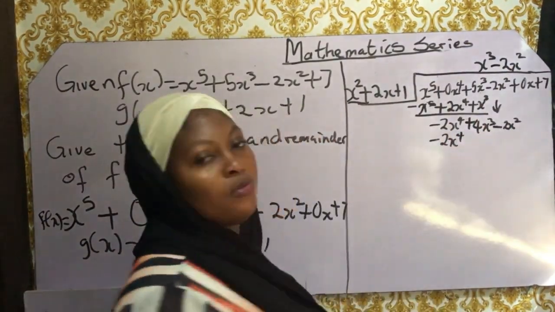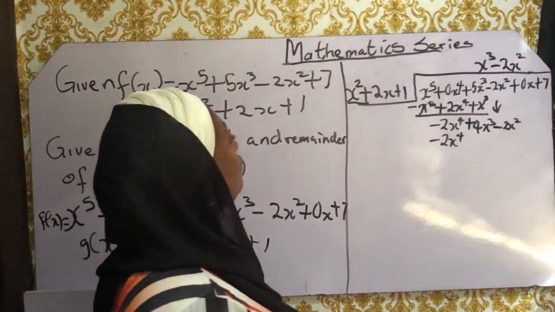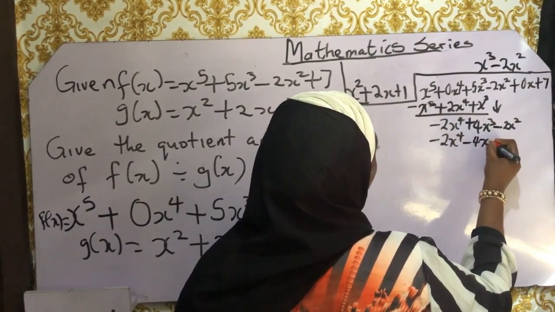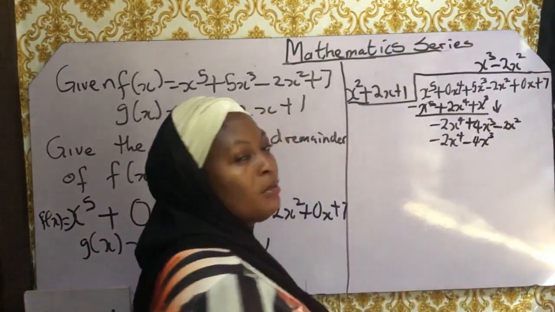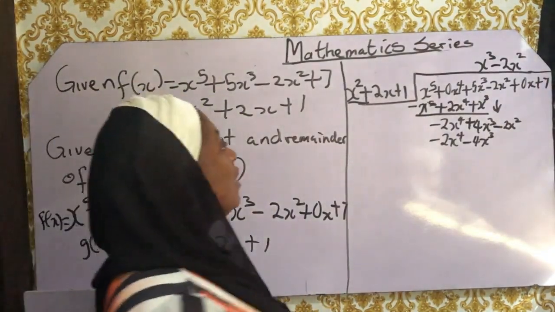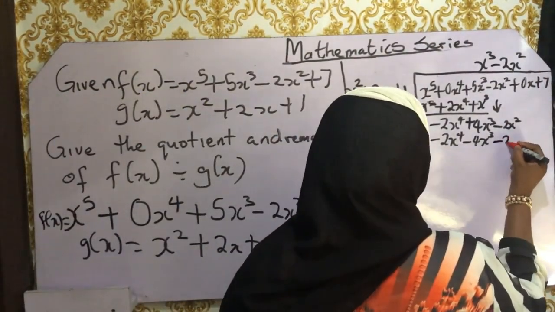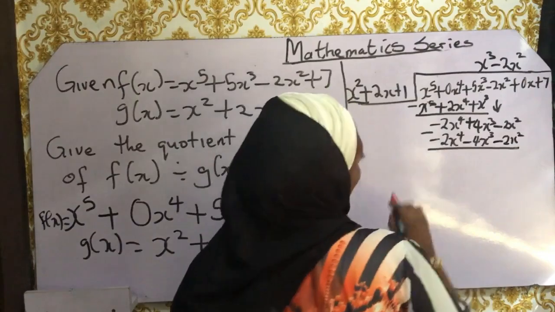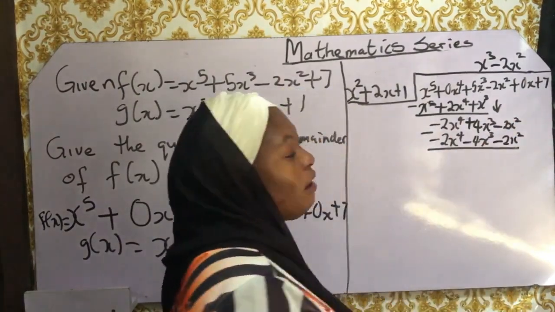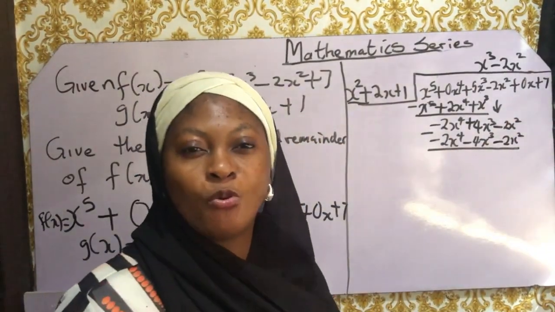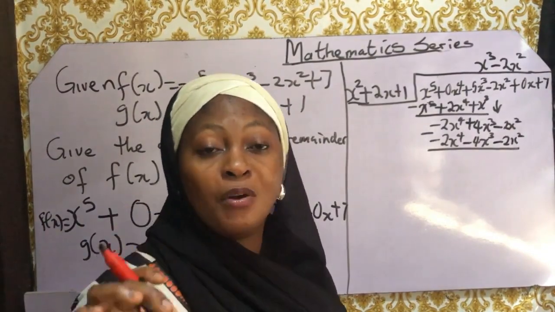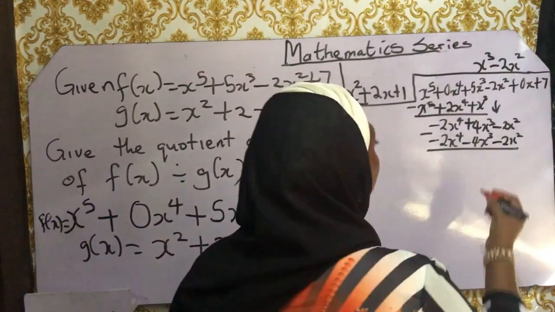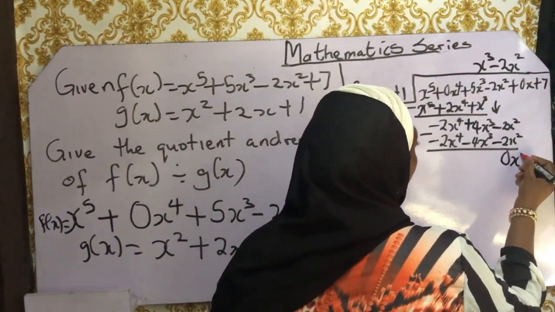Negative 2x to the power of 2 multiplied by positive 2x gives negative 4x to the power of 3. Negative 2x to the power of 2 times positive 1 gives negative 2x to the power of 2. Now, normal rule of division, we subtract. Negative 2x to the power of 2 minus negative 2x to the power of 2 gives 0, because you have minus 2x to the power of 2 plus 2x to the power of 2. That is 0x to the power of 2.